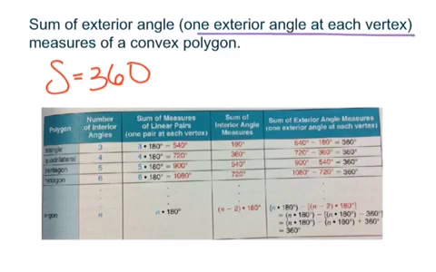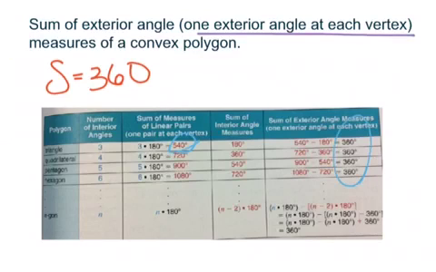So for a triangle, you take your number of interior angles, which is 3. You multiply that by 180. Okay, so that'll give you the sum of measures of linear pairs, one pair at each vertex. Then the sum of interior angle measures. Well, we know that triangle equals 180. So then you take what you just did right here, and you subtract your sum of interior angle measures, and you get 360.